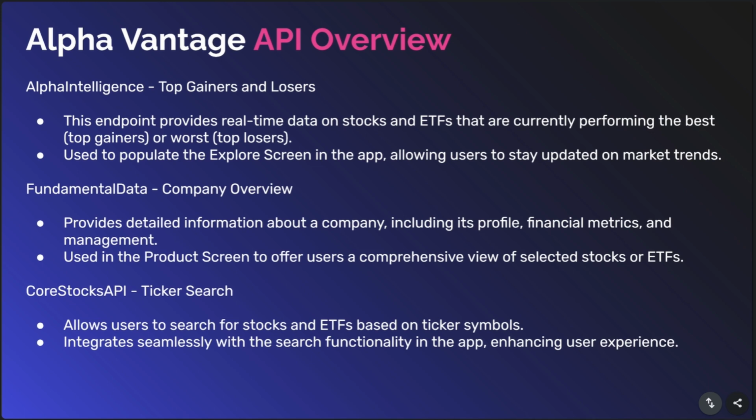And then I have used the API of fundamental data that is basically used in the product screen, where you are getting the company overview that provides detailed information about a company, including its profile, financial metrics, and management. I used this in the product screen to offer users a comprehensive view of the selected stocks or ETFs. And at the end, you have the core stock API as in ticker search that allows users to search for stocks and ETFs based on ticker symbols.